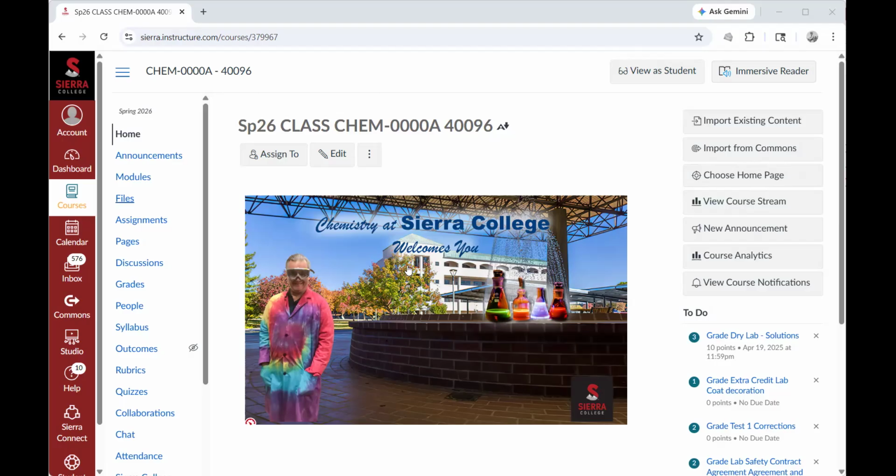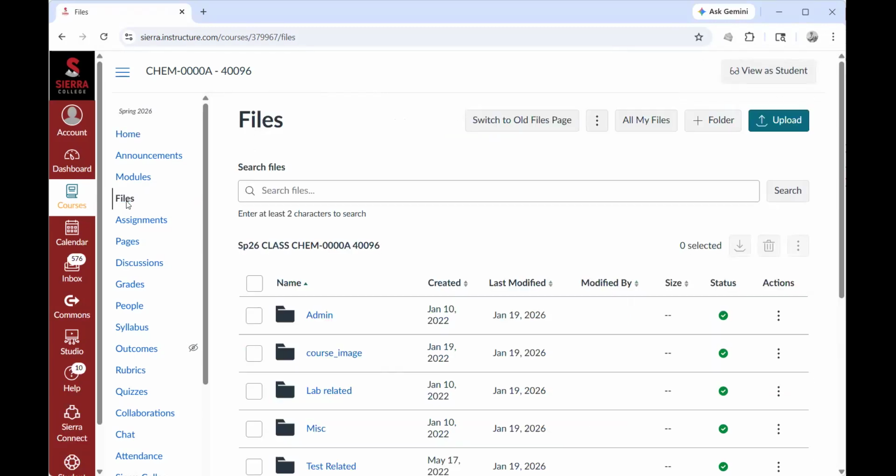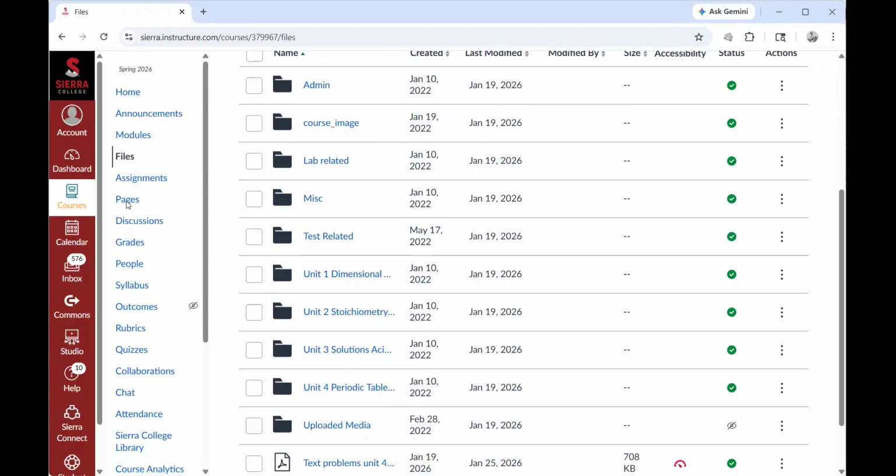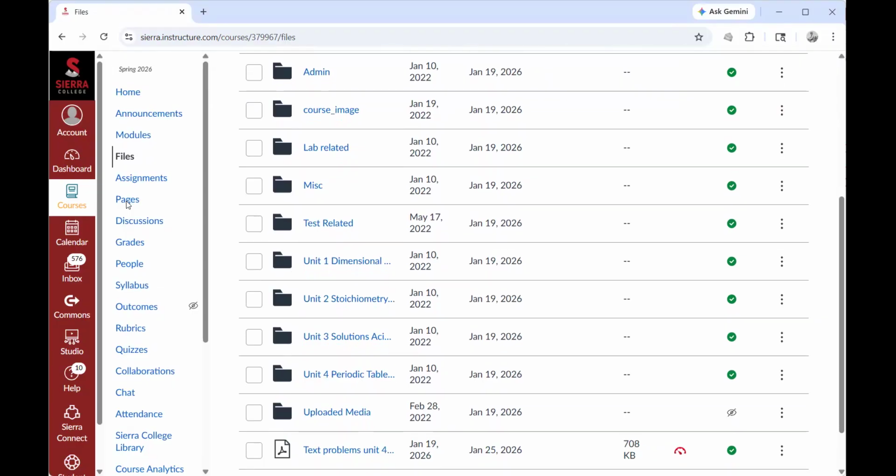Okay, so I'm going to show you where the extra practice is. It's in files. And it should be under unit 4.